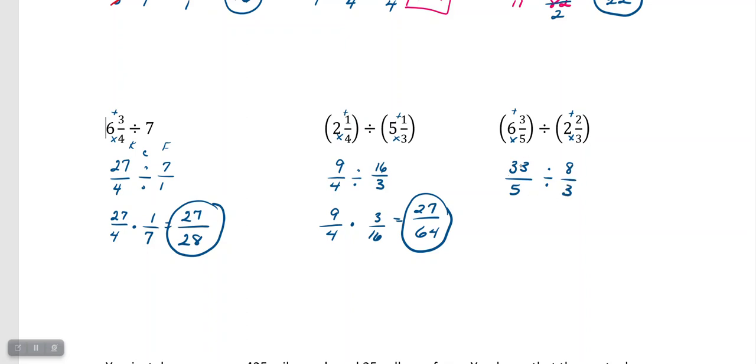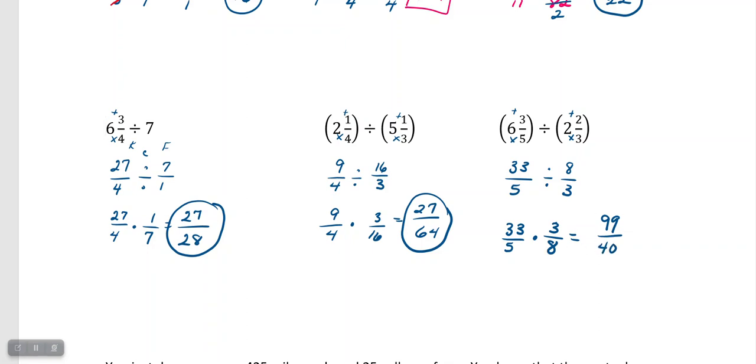Again, remember, you cannot cancel when it's in division. So I have to change it to multiplication. I keep the first fraction, change my division to multiplication, flip my second fraction, making it 3/8. I look to see if anything will cancel. Nothing cancels. Nothing reduces. So I multiply straight across. 33 times 3 is 99. 5 times 8 is 40.